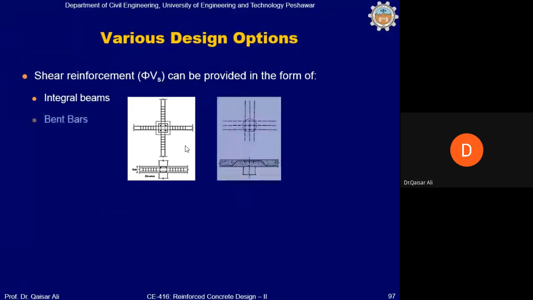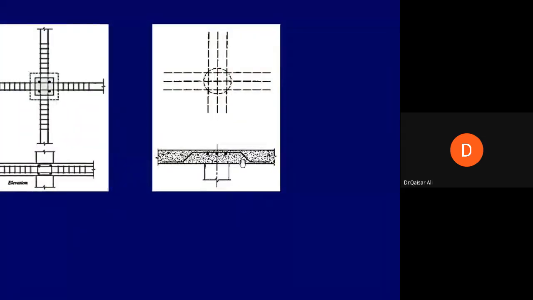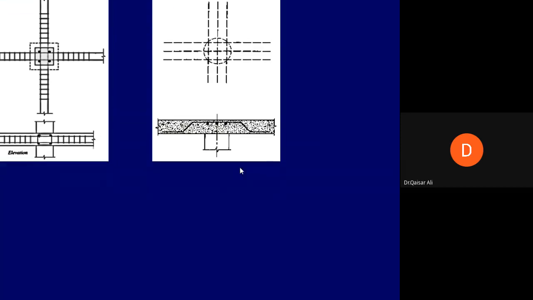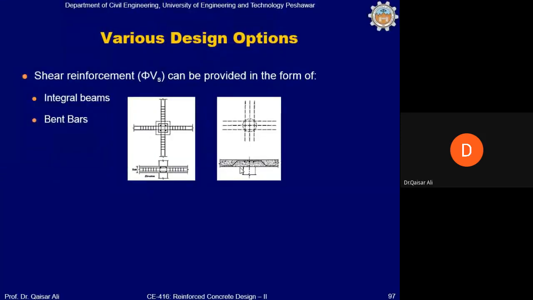Another form is to provide bend bars. Bend bars are provided in the location where there is a possibility of punching shear crack occurrence. So bend bars are provided in order to intercept the crack at that location. Because the crack will occur in this direction, so the crack will be intercepted by these bars. Okay, however, this becomes challenging to provide these bend bars at the correct location in the field. So for this reason, in most practical conditions, integral beam is provided instead of bend bars.